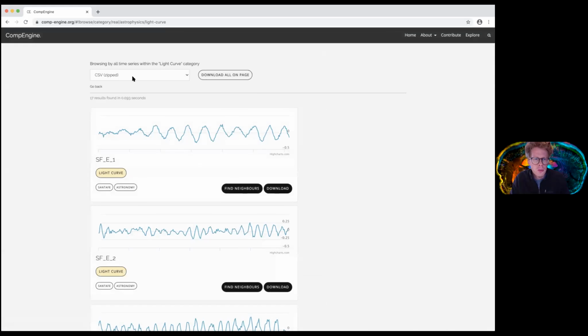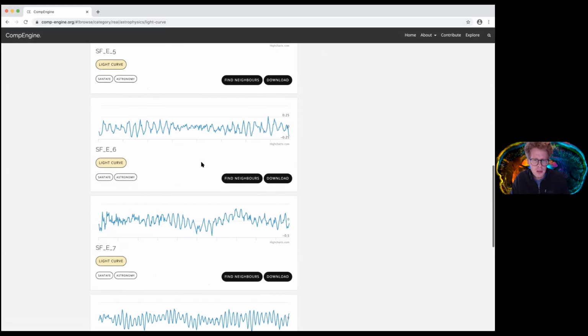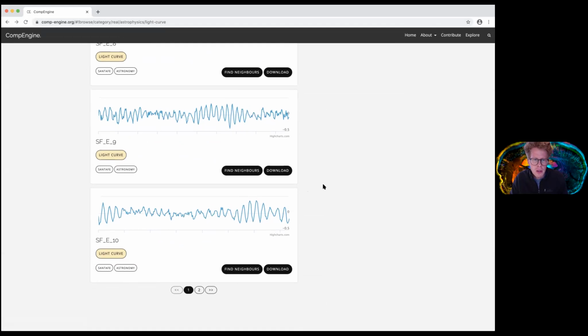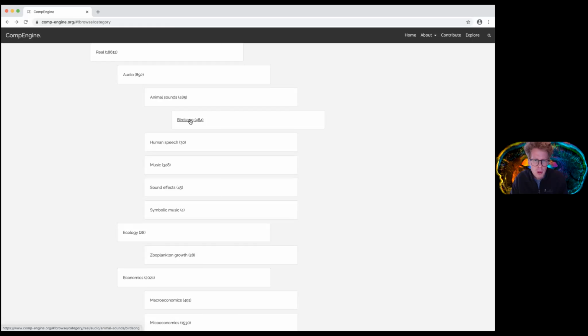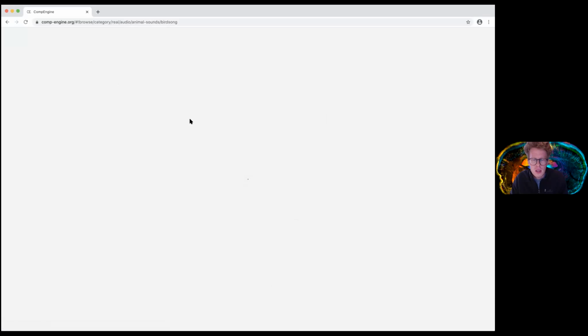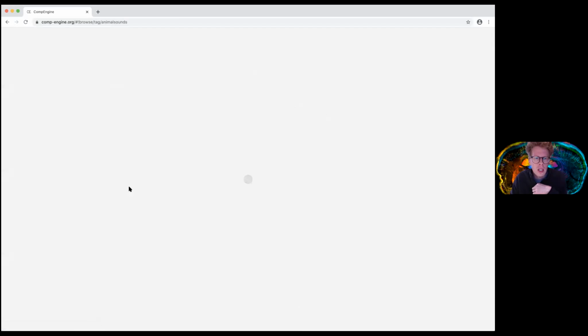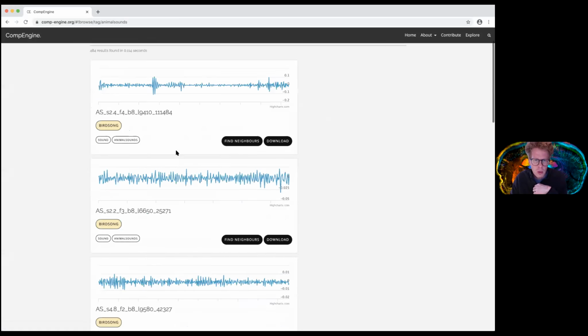So as you go through, this is all the light curve data. You can download everything wherever you are. You can look at all these different types of data and zoom in on them, etc. Look for patterns, download individual time series, look at their neighbors. Let's go back, maybe bird song is better. Yeah, this is a better one. You can really zoom in and see types of patterns. And all the data has a category label and some tags, and you can search by tag as well. So say animal sounds is one of the tags. Yeah, we can pull all the animal sound data.